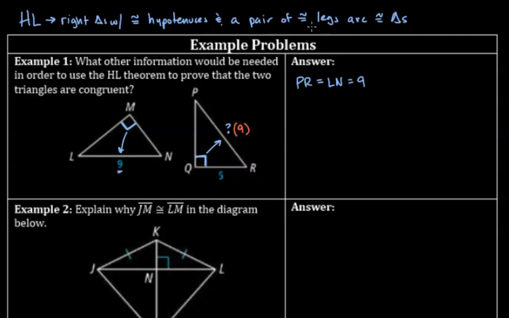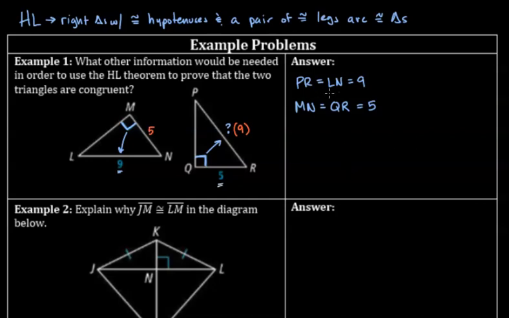Then I would need to have a pair of congruent legs. I notice that segment QR is a leg of triangle PQR and it is 5 units long. Well, I would need one of these two legs to be 5 units long. Now, that looks to me like the shorter of these two legs, just like MN is. So I'm going to say I need MN to be the same length as QR, which means it's going to be 5 units long.